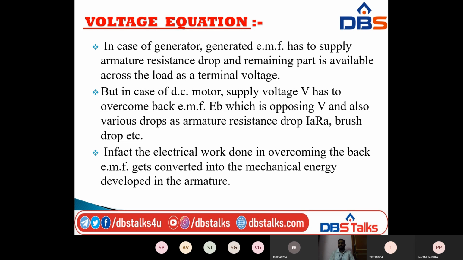In the previous point I discussed the case of the DC generator, and here I am explaining the case of a DC motor. In a DC motor, the supply voltage V has to overcome the back EMF, that means EB, which is opposing V, the supply voltage. Also, it has to overcome various drops such as the armature resistance drop, IARA, and the brush drop, V brush, etc.